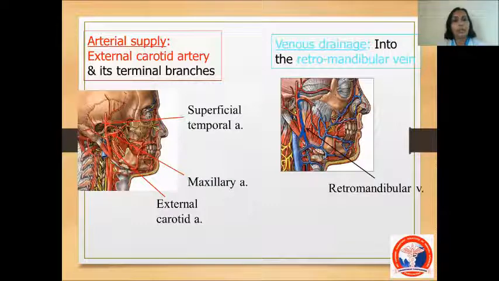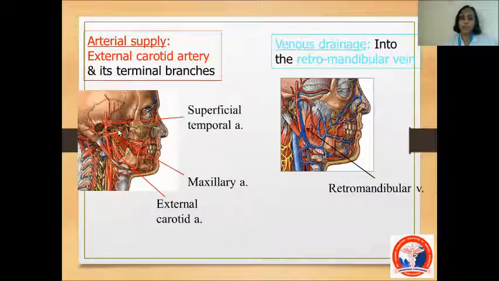Now we discuss the blood supply of the gland. The arterial supply of the gland is from the external carotid artery and its terminal branches. Its terminal branches are one is the superficial temporal artery and the other is the maxillary artery. So in this diagram, this is the external carotid artery dividing into superficial temporal and the maxillary.